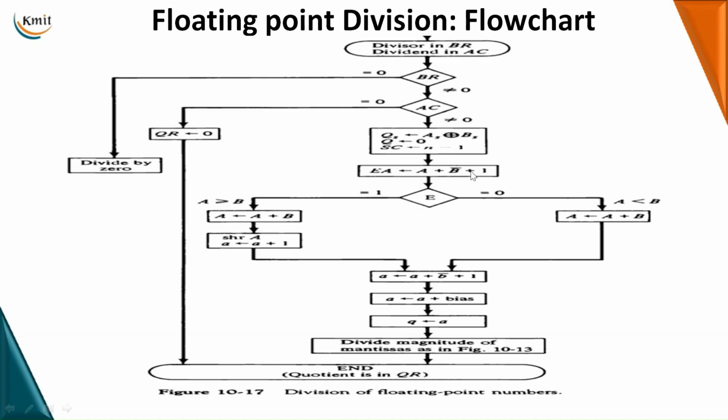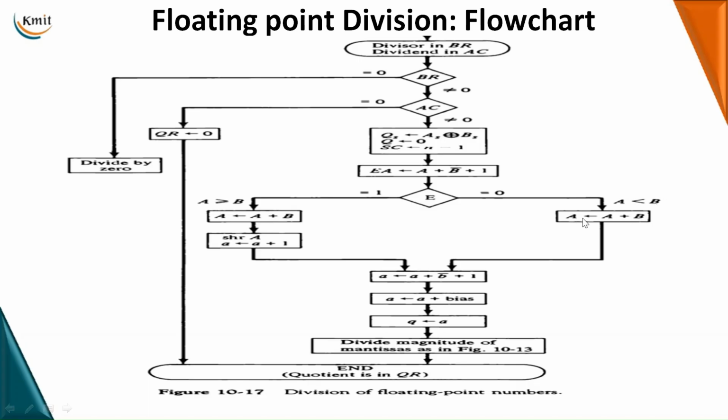The next step is aligning the dividend. Here we check for a divide overflow situation. For that, you first subtract the divisor from the dividend, A minus B, which is done by A plus B complement plus 1. After the subtraction, your result is stored in EA, so you check the value in the E flip-flop. If the value is 0, there is no overflow situation: A is less than B, your dividend is less than the divisor.